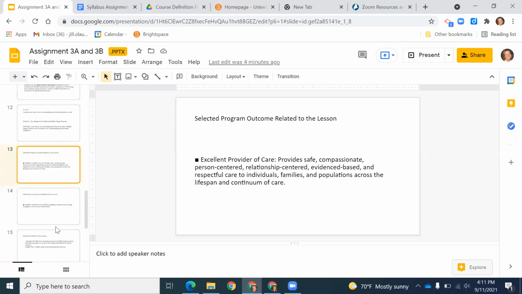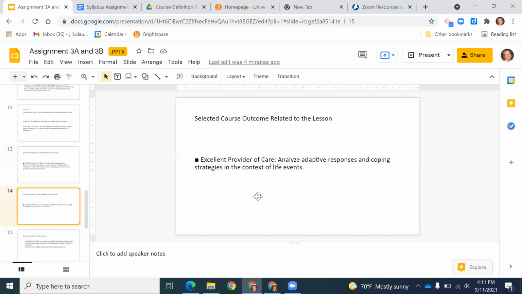And then it says select course outcome related to the lesson. So here's where you would put in your course outcome. And this example here is: excellent provider of care. Analyze adaptive responses to coping and coping strategies in the context of all life events.